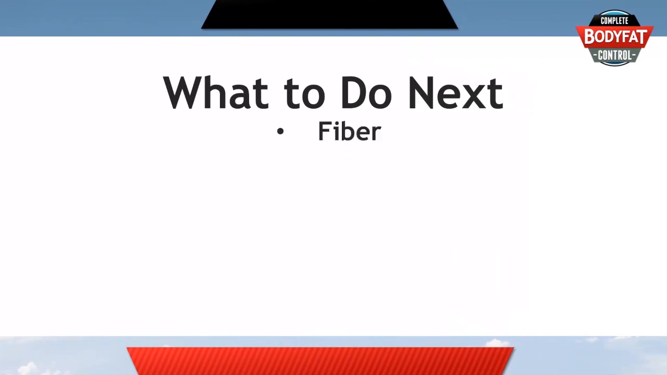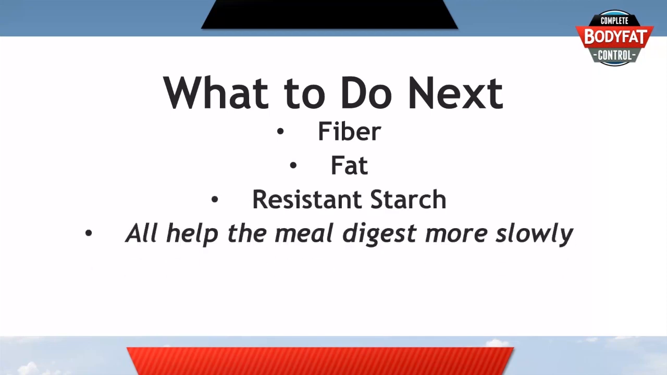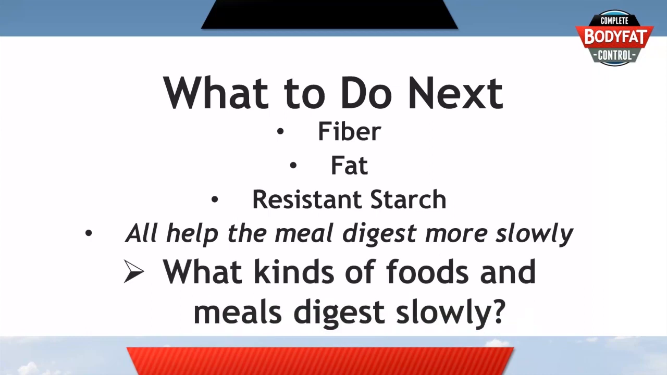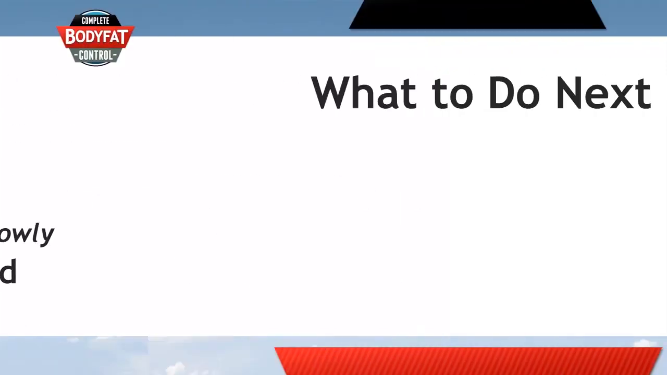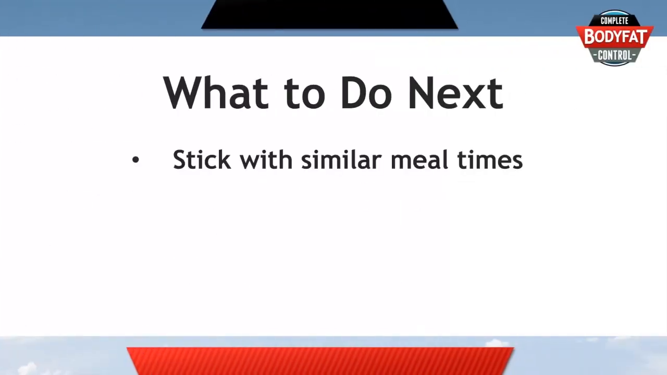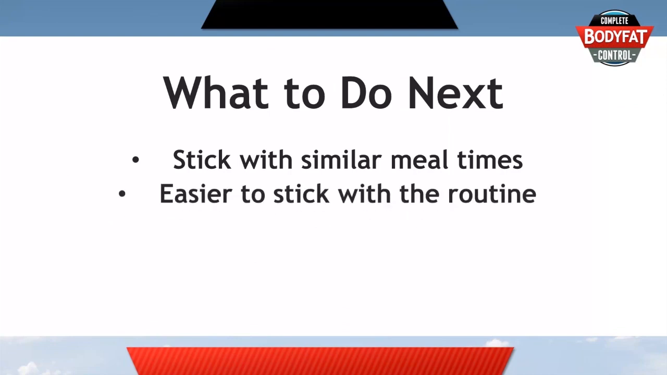So fiber, fat, and also a thing called resistant starch can all help a meal get digested more slowly. And really, all we're doing when we're thinking about customizing these meals is thinking about what kinds of foods and what kinds of meals digest slowly. So my suggestion is to stick around the same meal times, at least just for now. The reason I say that is because it's easier in terms of making things a habit and a routine. It works out that they're a little more reliable in terms of how much energy you get from them.